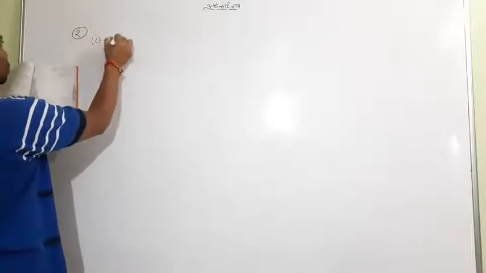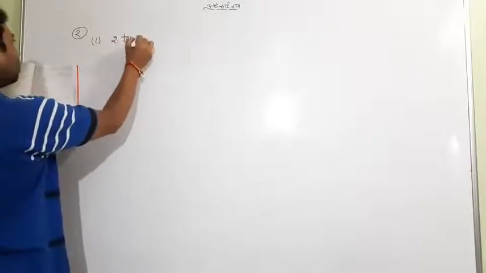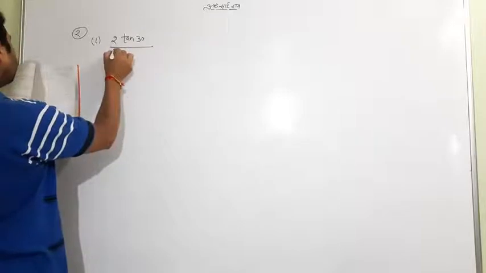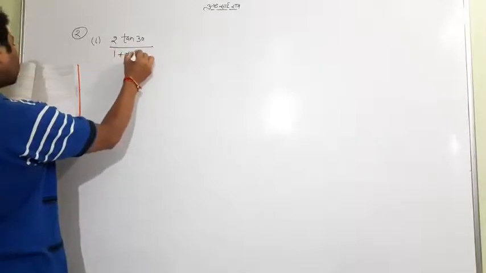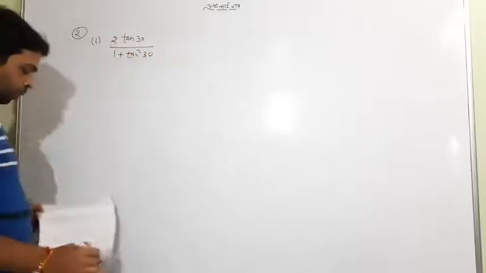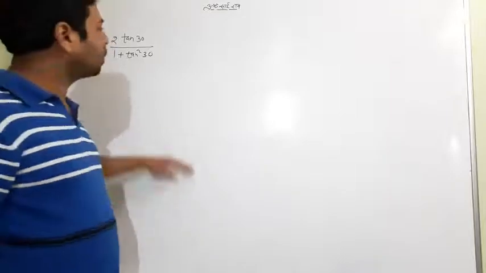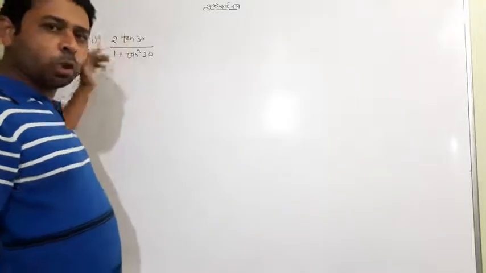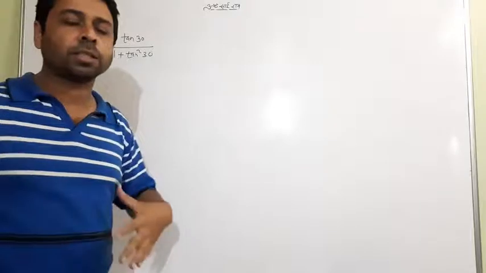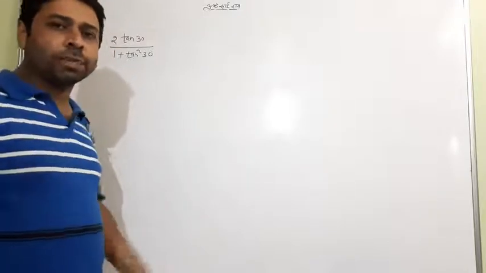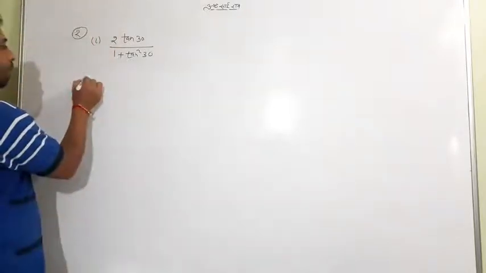The first question is: 2 tan 30 upon 1 plus tan square 30. This is the question. We don't want to see the options, because our main concern is to solve and simplify it and get our answer, which will be similar to the given option. So we just do it on our own.